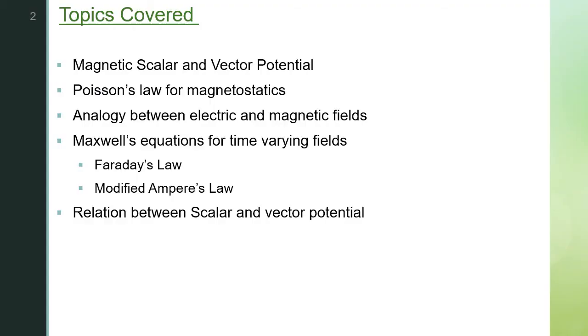The topics covered in this lecture will be the magnetic scalar and vector potential, Poisson's law for magnetostatics, and Maxwell's equations for time-varying fields, which include Faraday's law and the modified Ampere's law. We'll also be studying the relation between scalar and vector potential.